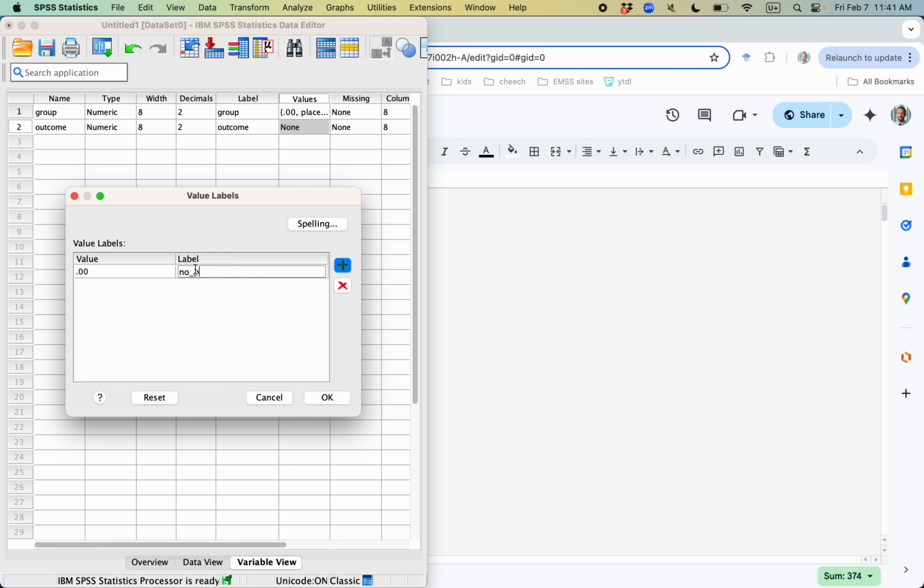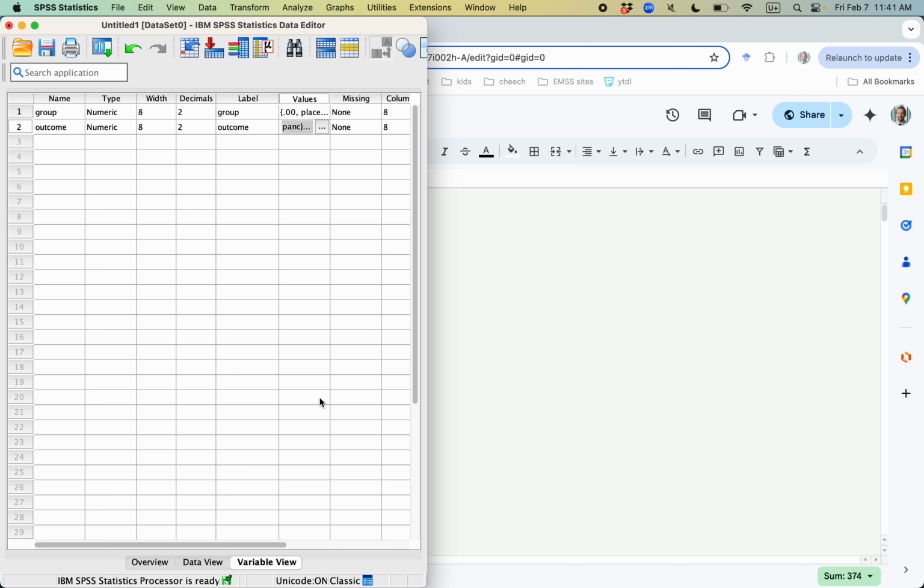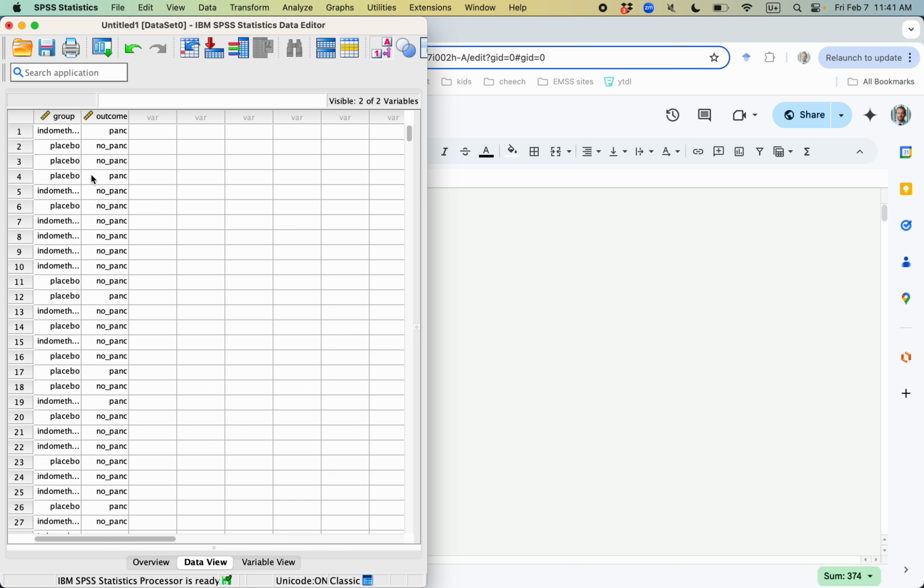For the outcome, we again have 1 and 0, but in this case, 0 doesn't mean placebo. It means no pancreatitis. I'll just keep it simple and write no panc. And for 1, I'll put panc. So I know my good outcome, I know my bad outcome. I say OK, and you can see here now the values have something in it. And depending on how your SPSS is set up, it may very well change how this looks. Okay, great. If it doesn't change, it doesn't matter. It'll still work, I promise.